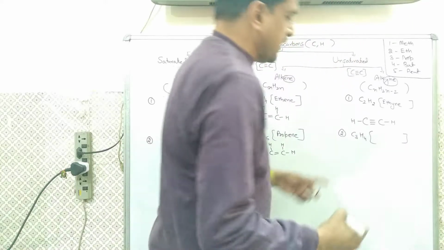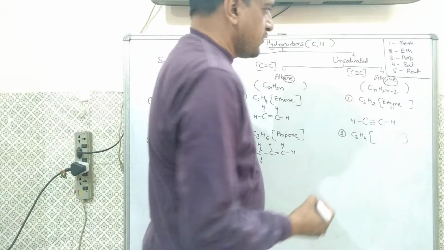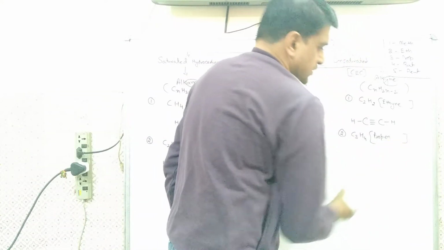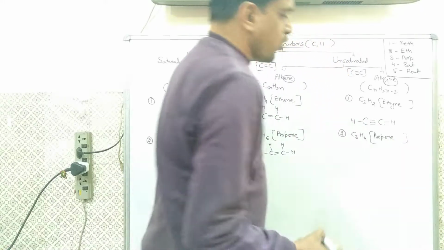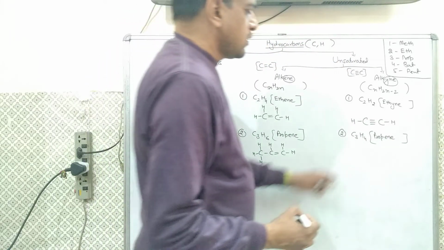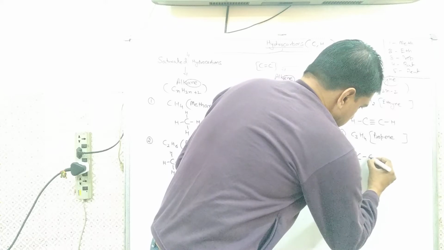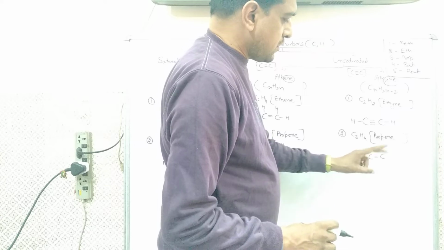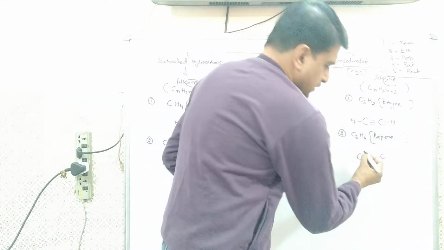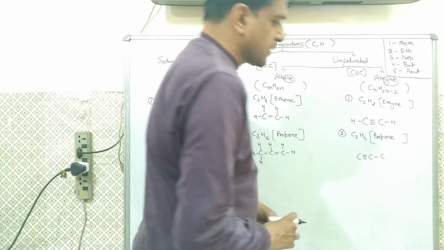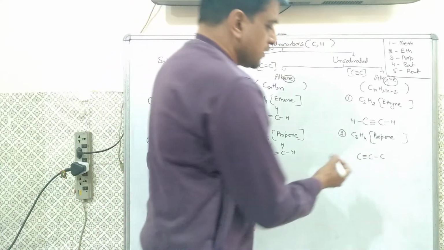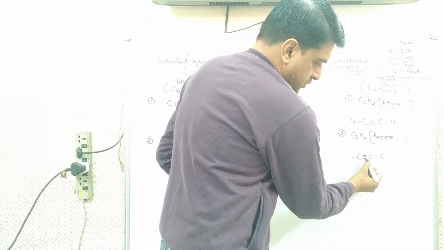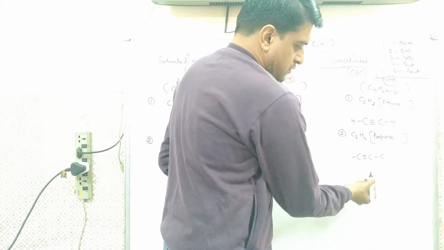Now write the name. 3 should start with prop, P-R-O-P, prop, and end with yne. It is propyne. Now draw the structure. It is 1, 2, and 3, and you should draw a triple bond between any 2 carbon atoms. Suppose it is like this. Now complete the valency of each carbon. This carbon has already 3, that means 1 more, and this carbon has already 3 plus 1, 4. All the 4 valencies are already completed.